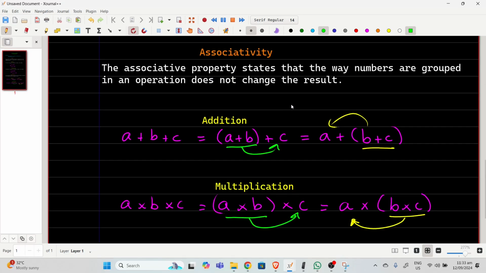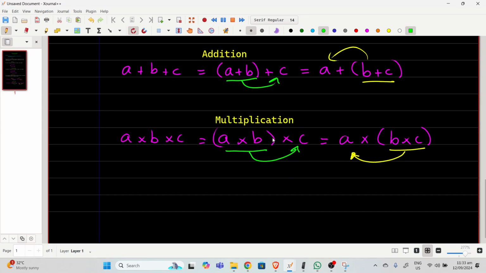associative property, right? I know the word is a little bit challenging, so I usually refer to it as the grouping property when I have to say it. So the grouping property for me, or the associative property, just says that if you group the numbers however you wish, they work just the same, right? You can group the first two, you can group the second two, it doesn't matter.